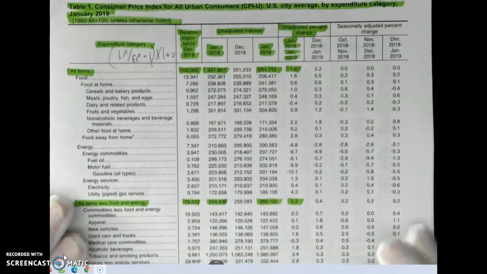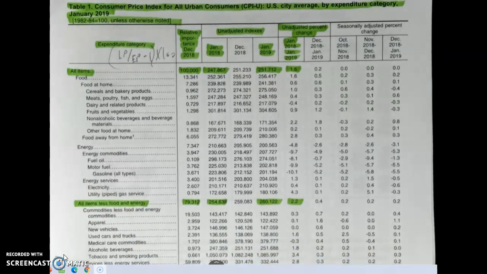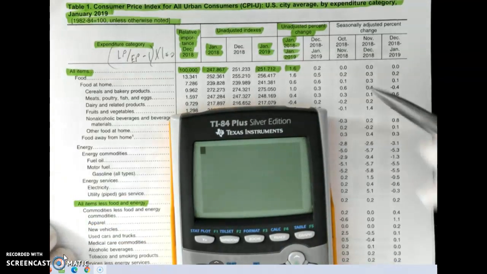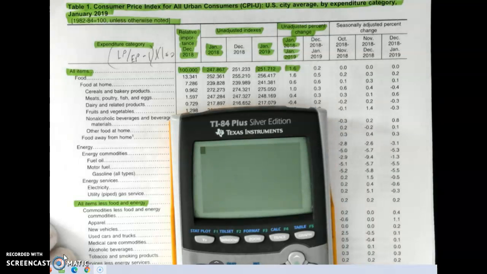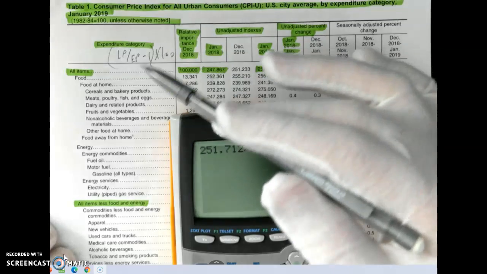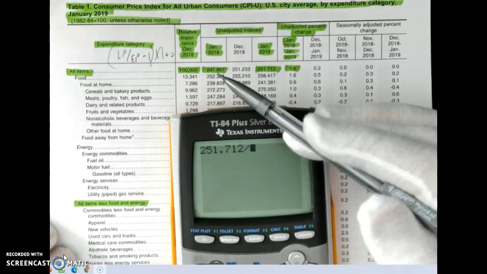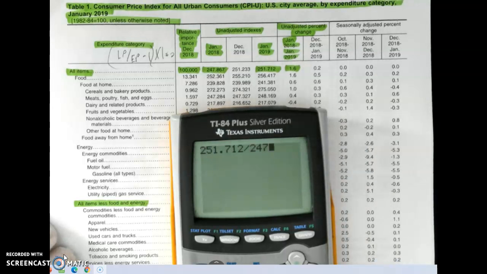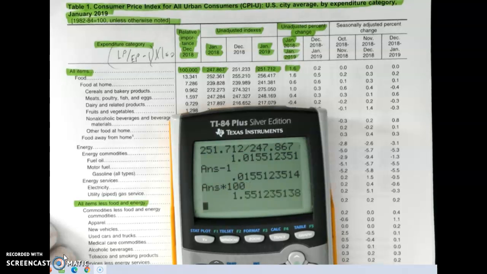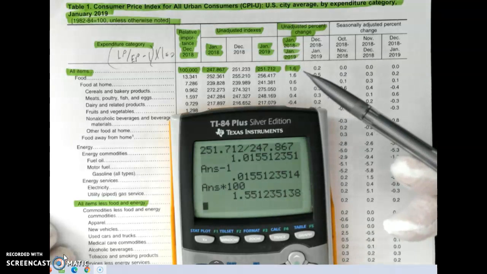Okay. Let's do that. If I go into my calculator here and I put in 251.712, and I'm going to divide that because that's the later period, I'm going to divide that by 247.867. Press enter, and then I'm going to go ahead and subtract 1, and it's in decimal form, but I will convert that to a percentage, and I get 1.55, which as you can see is rounded to 1.6.